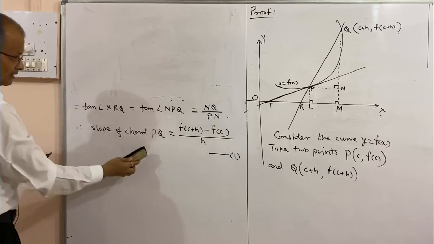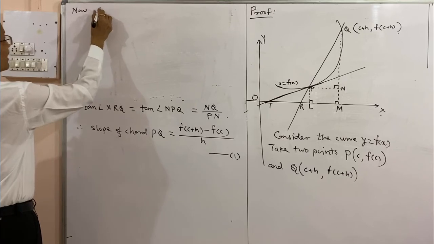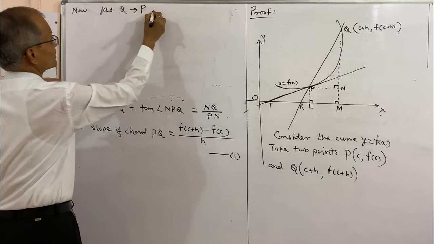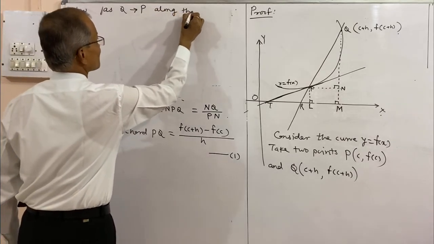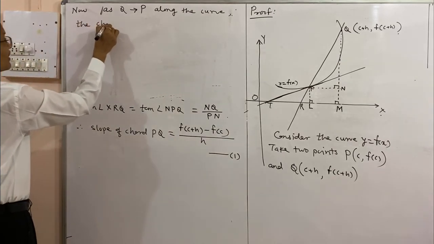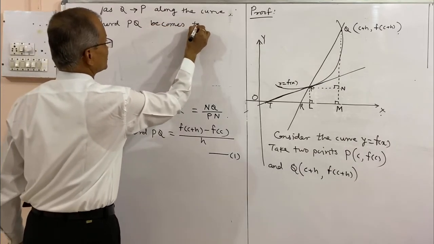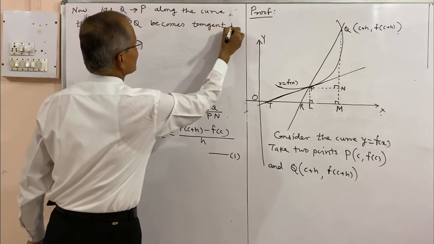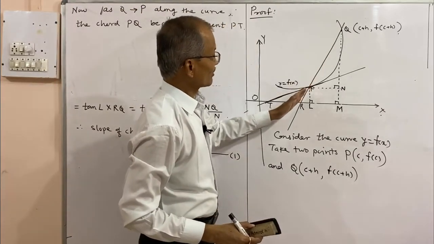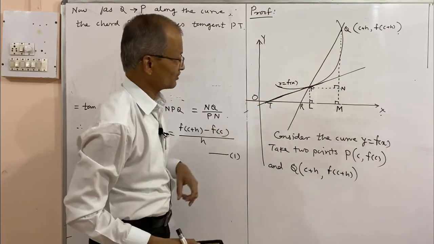so we have written this slope of chord PQ. Now as Q tends to P along the curve, the chord PQ becomes tangent PT. So this is the meaning: chord PQ or QP becomes tangent PT. The line turns and it becomes tangent PT.